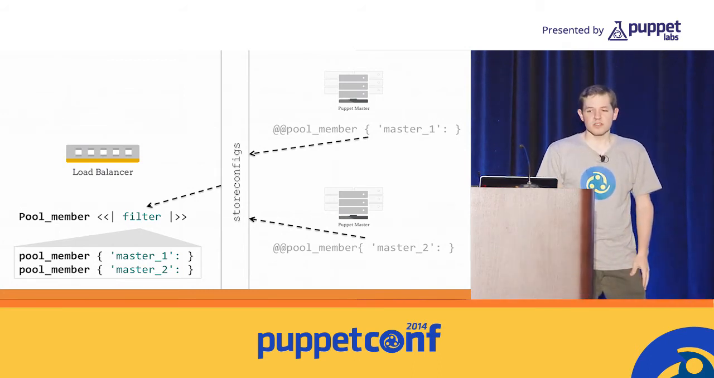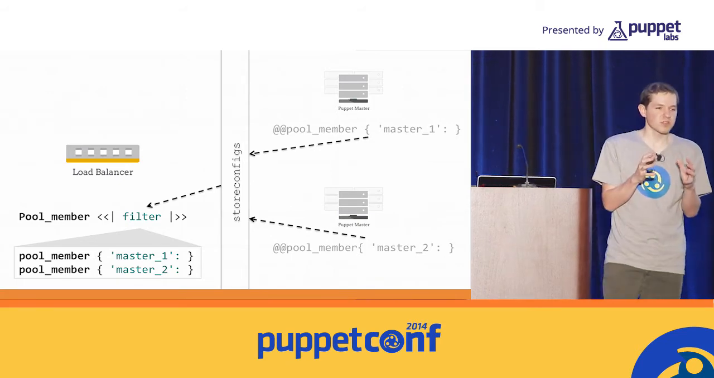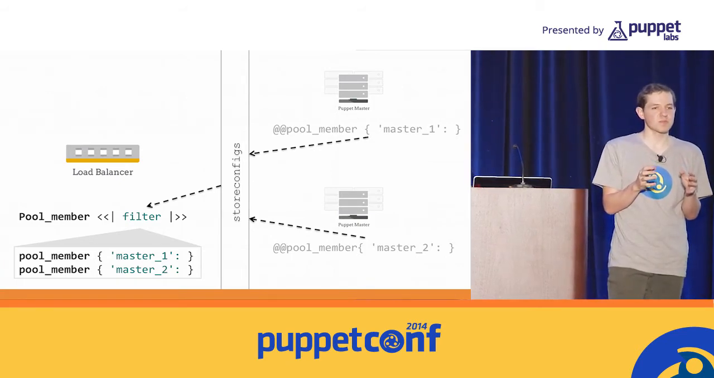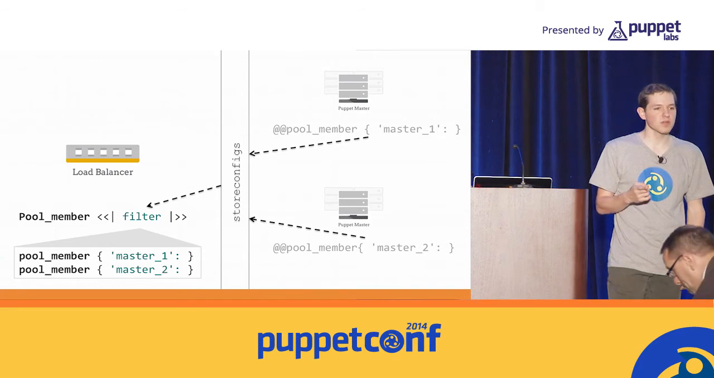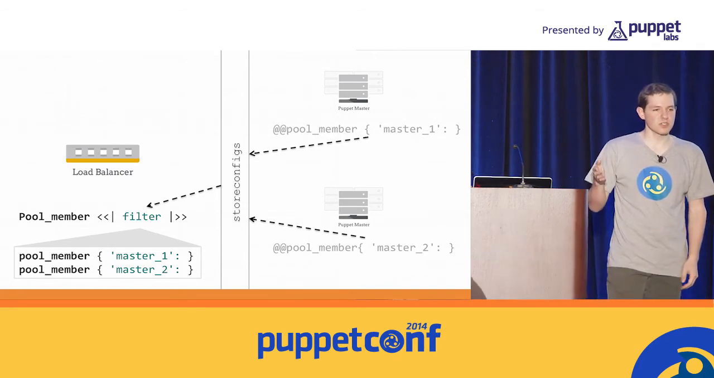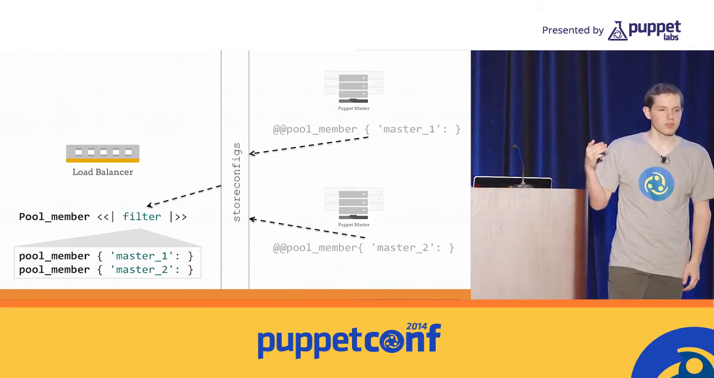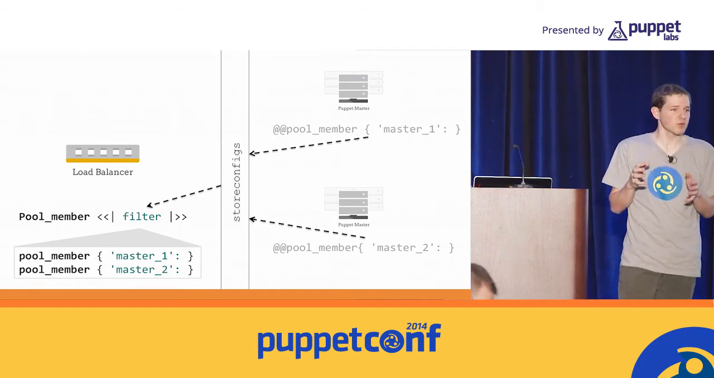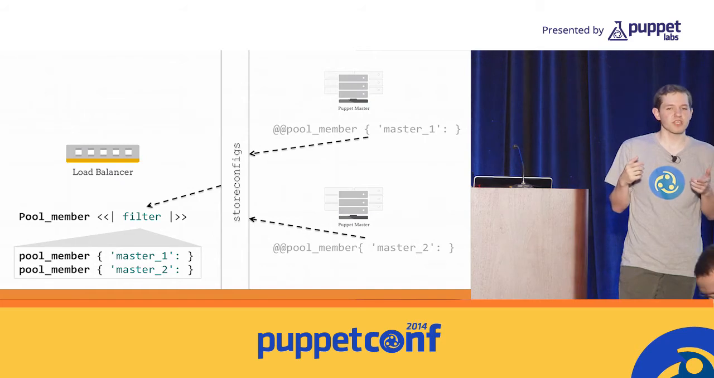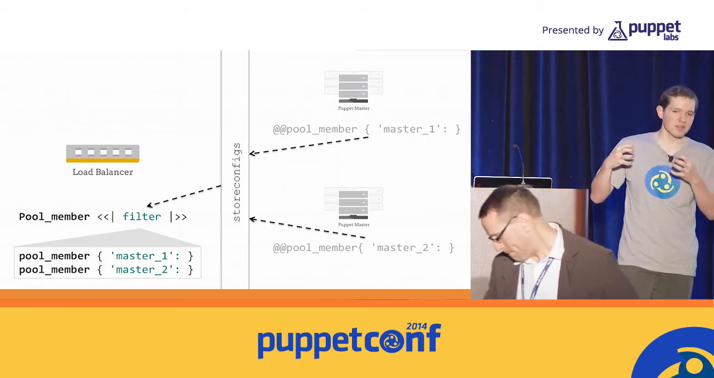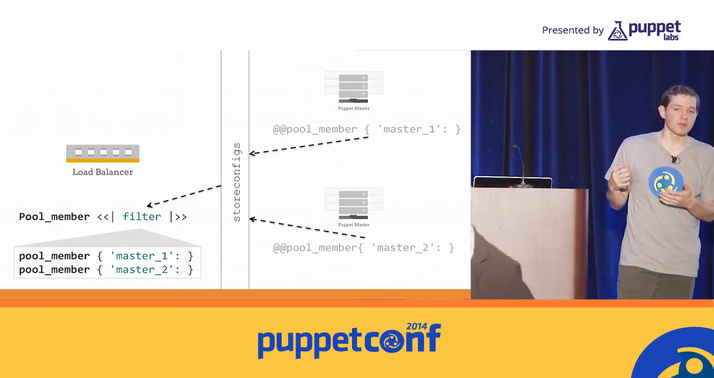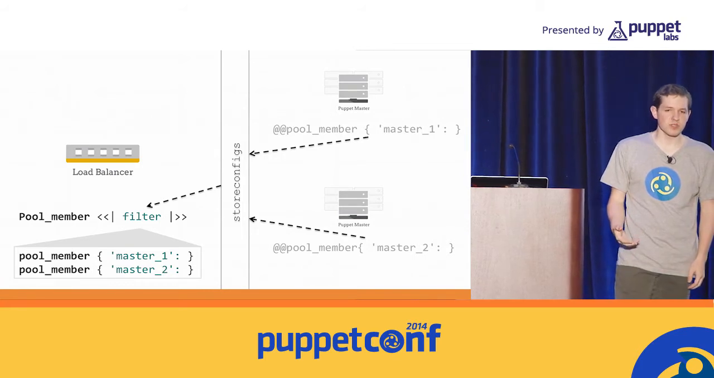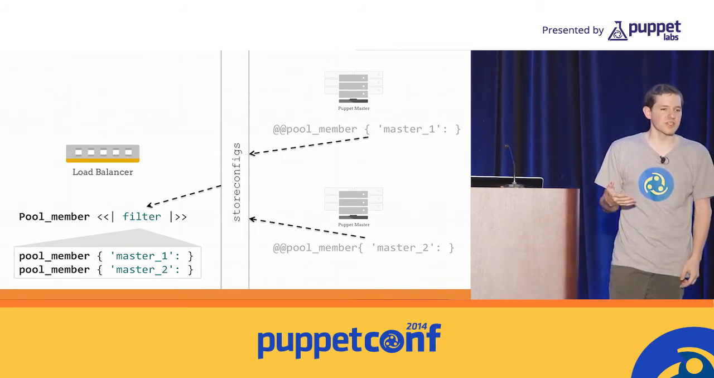The way we do this is when we configure the master itself, we start by saying, master, you might be placed behind a load balancer. And so what you need to do is you have access to all of your information. You know your IP address, you know your host name, you know your certificate name. You need to pretend for a second that you're a load balancer. If you were a load balancer, how would you configure yourself as a balancer pool member? This is an exported resource. An exported resource is basically a virtual definition.